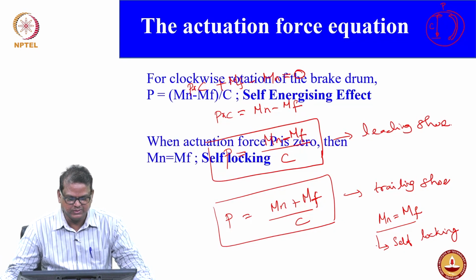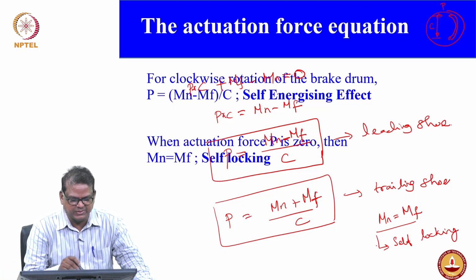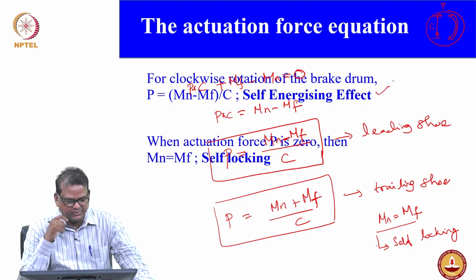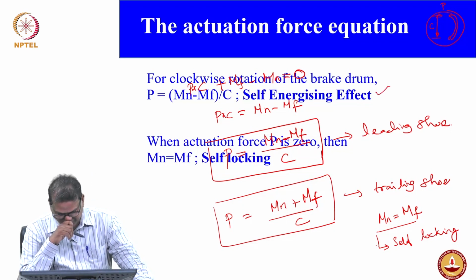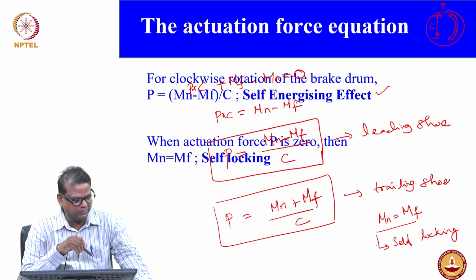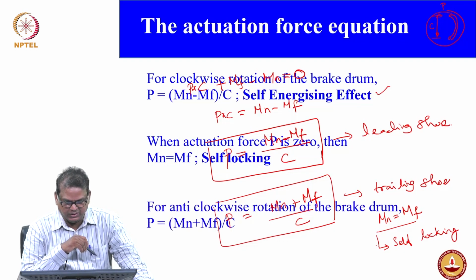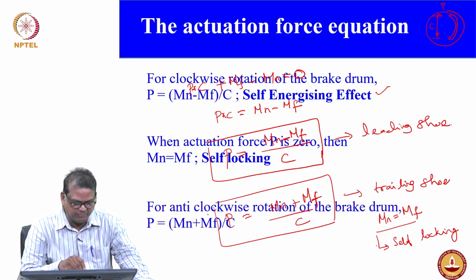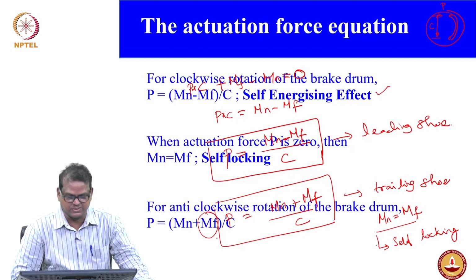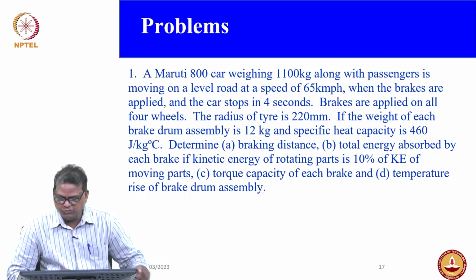You can see this. In fact, for clockwise rotation of the brake drum, P equals Mn minus Mf divided by C, the self-energizing effect. When the activation force P is 0, then you will have self-locking. If it is anti-clockwise rotation of the brake drum, then the Mf direction changes, which I have already discussed. Okay, now we will do a problem.